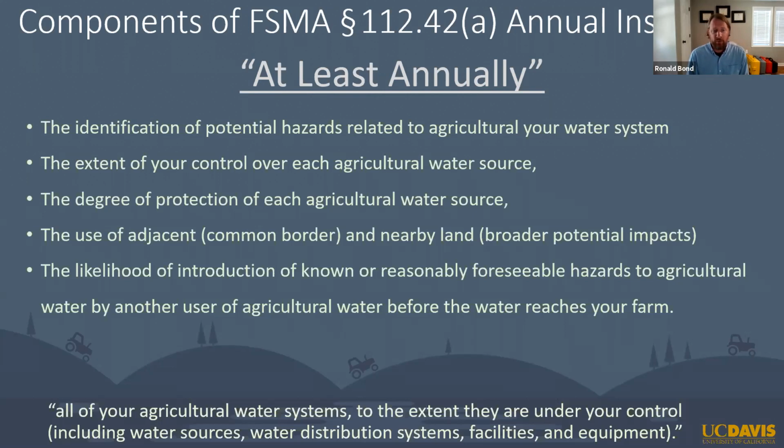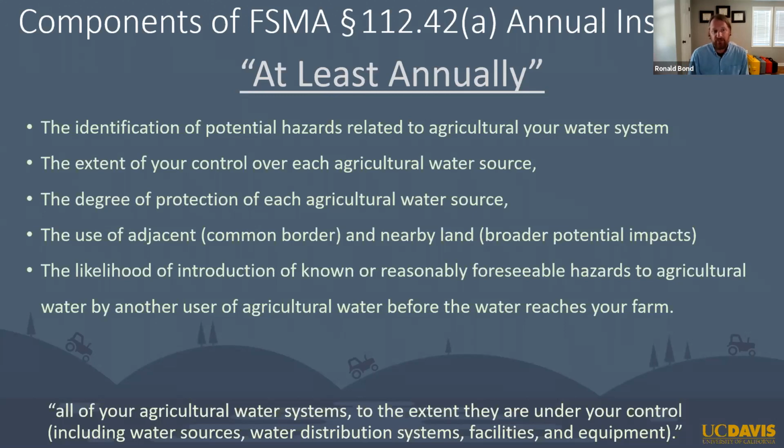Also, they want you to look at the degree of protection. So how am I protecting that source from potential hazards? And these are the two common elements of what we're talking about. So adjacent, they want you to look at adjacent or nearby land uses. So what's going on around you, not just at your turnout or at where you're taking the water. They want you to be aware of potential hazards that probably are way further out. So we'll talk about how that can be accomplished here.